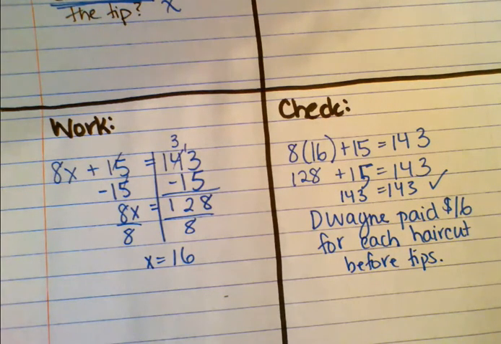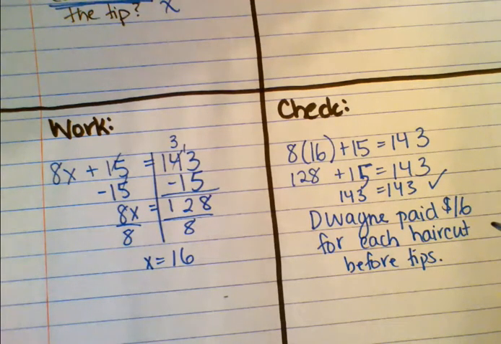Another interesting question would be, well, if he was paying $15 in tips overall and he had 8 haircuts, how much was he paying per tip each time? Wasn't a reasonable amount, but kind of another question for another day, maybe. Alright, so you can go ahead and get started on your practice problems.